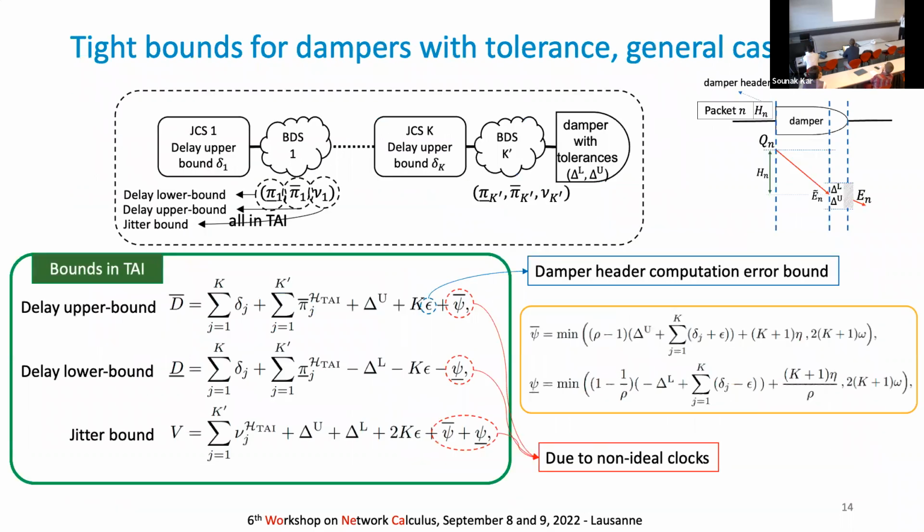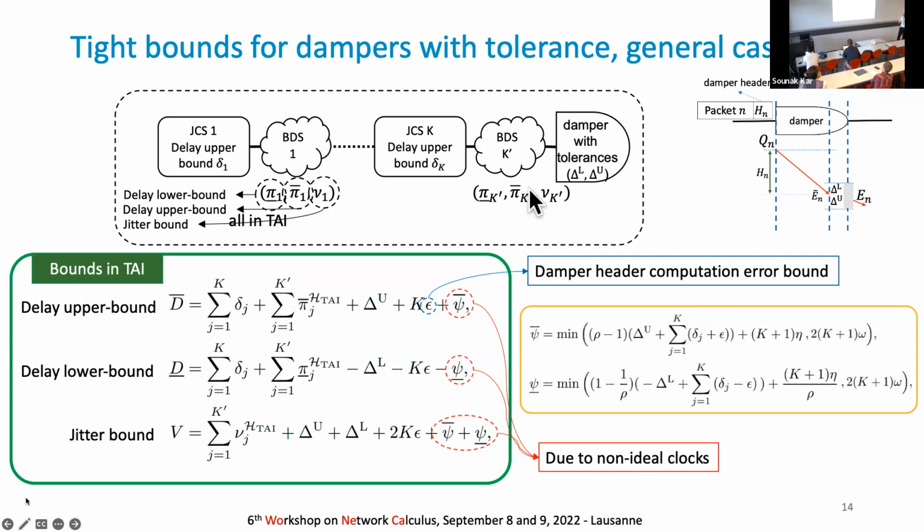So in a general case, when we have multiple JCSs and multiple BDSs in the system, we follow the same thing with more complicated computation. And we see that the jitter of the JCS has been removed, and this is only due to the jitter of the BDSs. And we see the tolerance of the damper here.